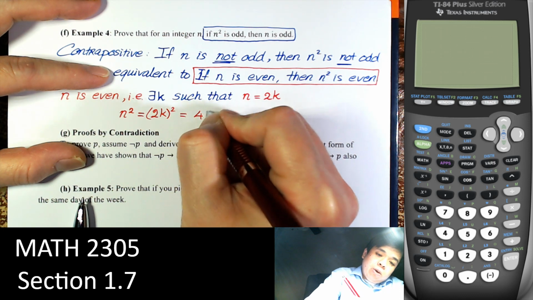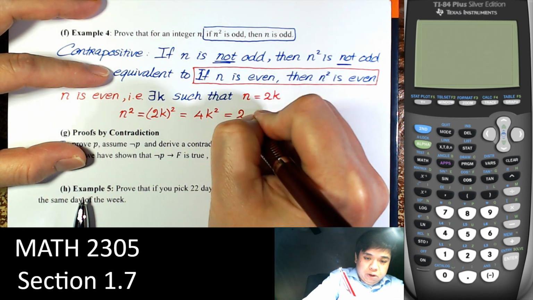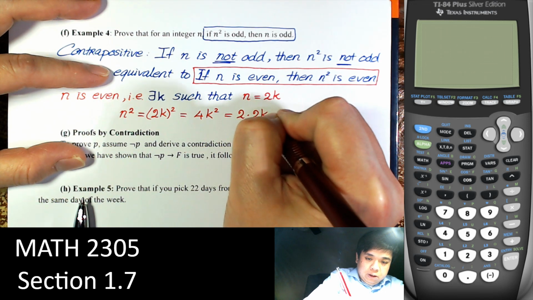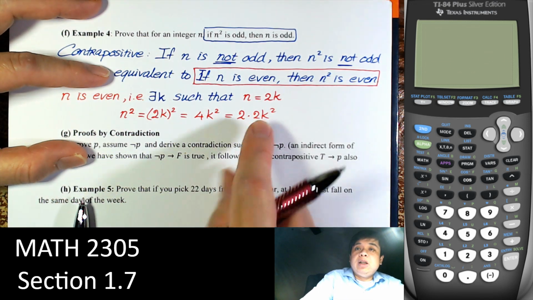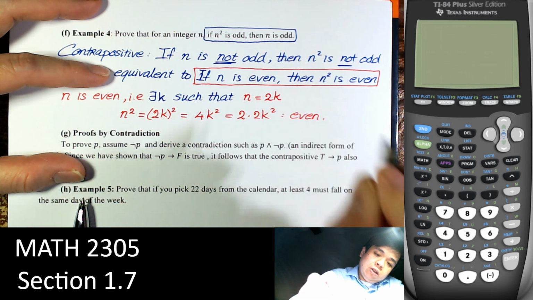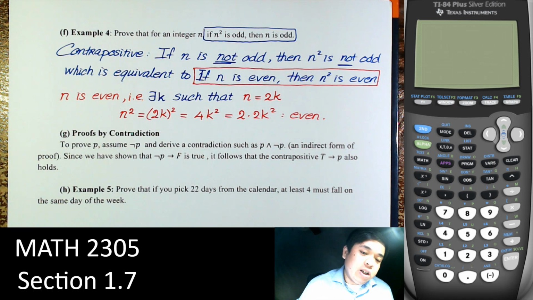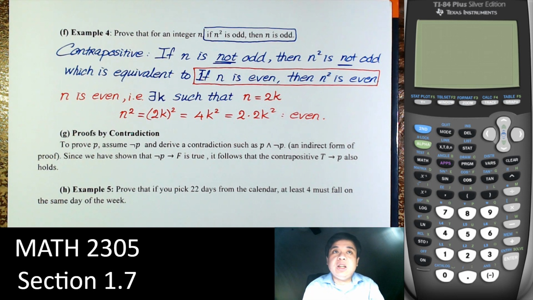That gives us 4k squared, and then we can split out a 2. When we say 2 times something, that makes it even. Right, so that's what we need. So sometimes it's more difficult to prove directly, so we switch around using the contrapositive. This is easier to do.